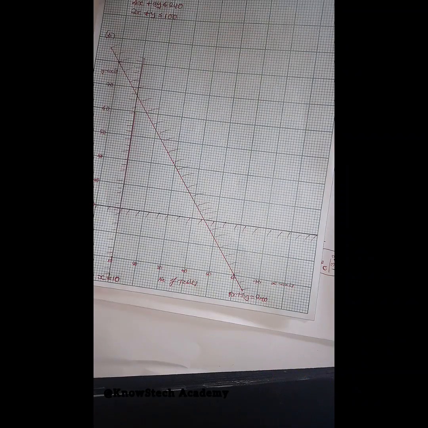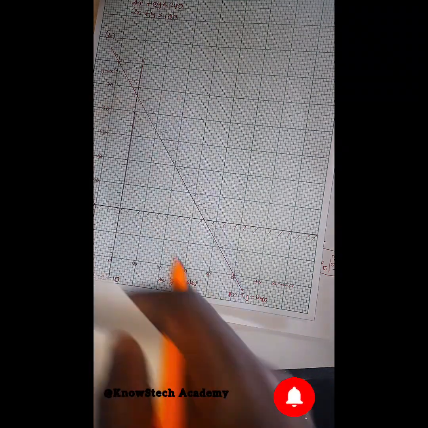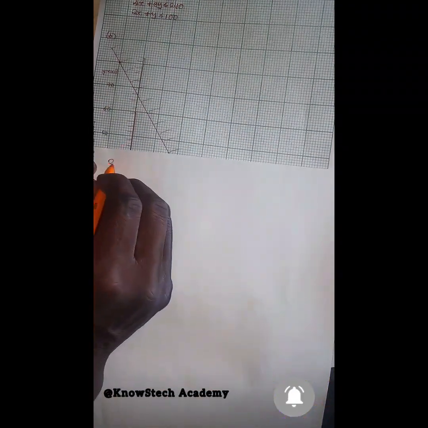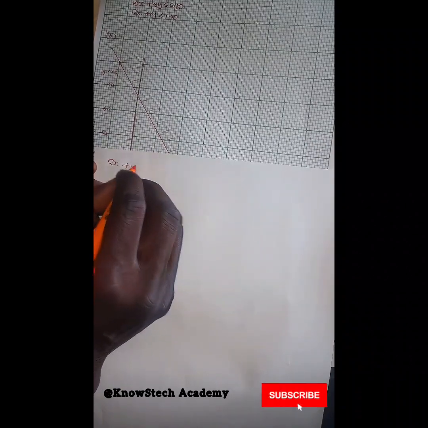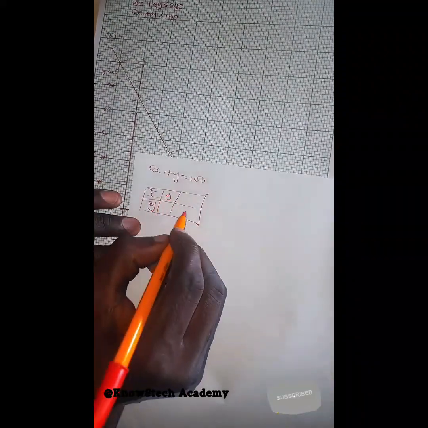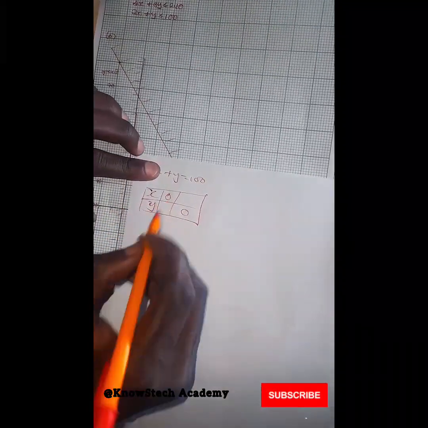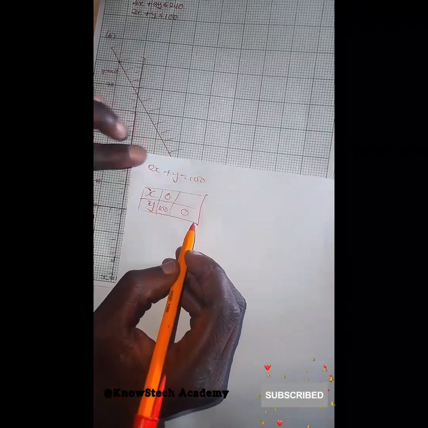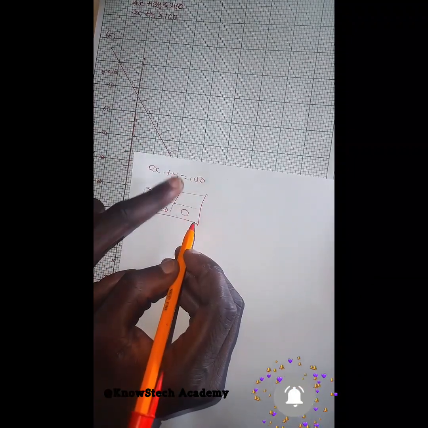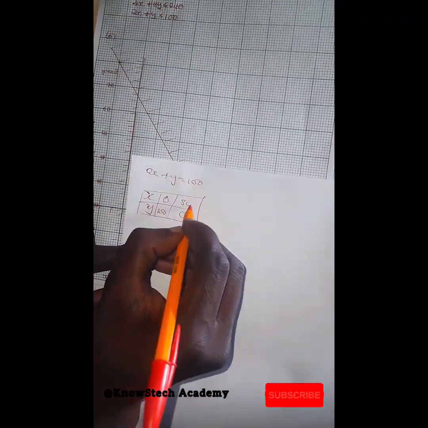The last inequality, let's solve, is 2x plus y is equal to 100. The same table, just this is x and this is y. Put 0 here and 0 on the other side. When x is 0, y will be 100. Then when y is 0, x will be 50.